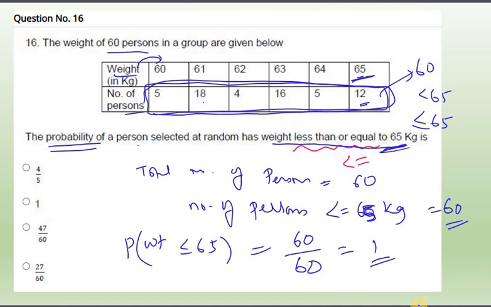So anyone you pick is less than or equal to 65 only. Right? So you have to be very careful. If you write only less than and don't include 65, you will end up with a wrong answer. So less than or equal to 65 means all the persons here belong to it. That is given already, 60. No need to do the total. Right? So what is the answer? 60 by 60, 1. So probability is 1 here.